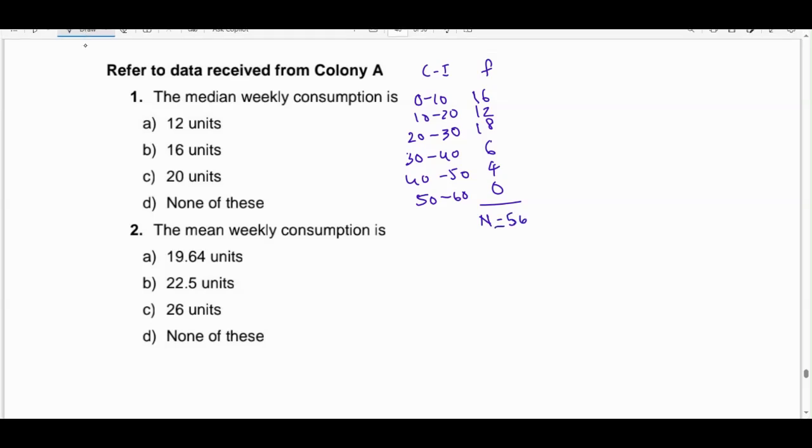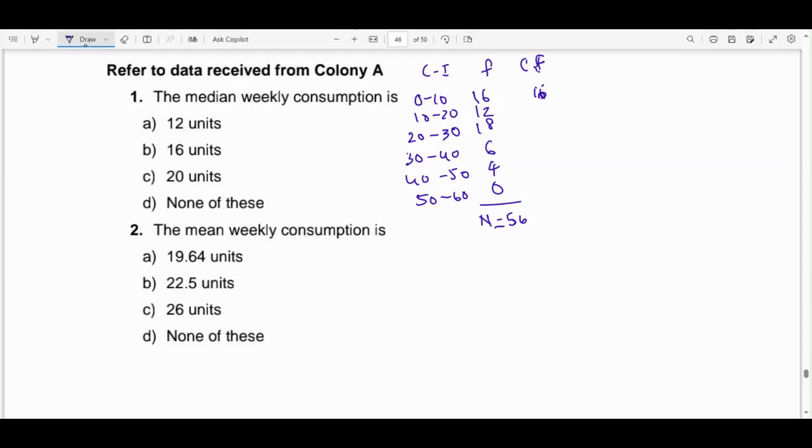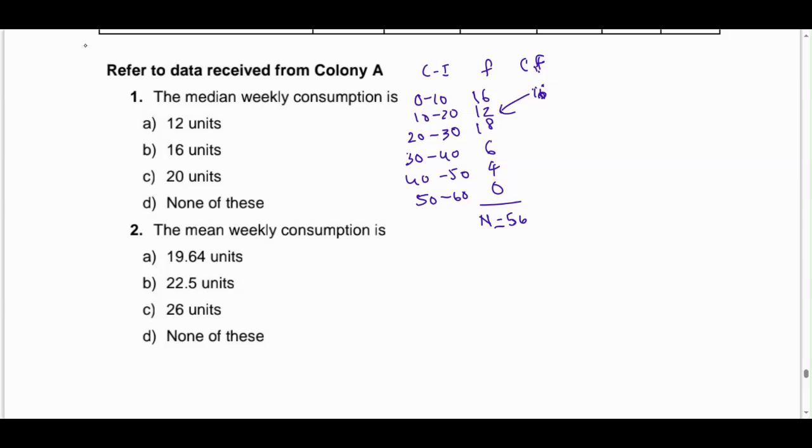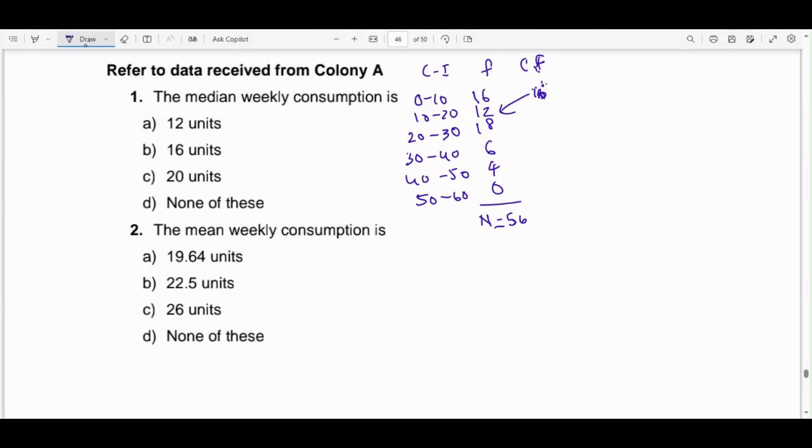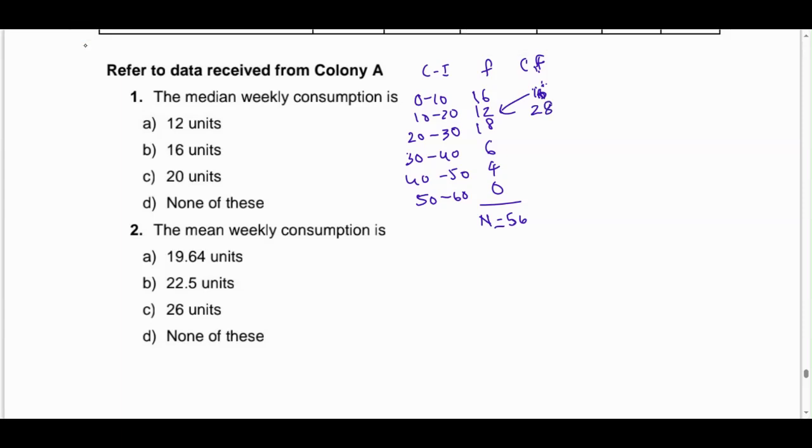Then the cumulated frequency: the first is 16. 16 plus 12 will be 28. Then 28 plus 18 is 46. Then 46 plus 6 is 52. Then 52 plus 4 is 56. Then 56 plus 0 is 56. So this value and this value should be the same.